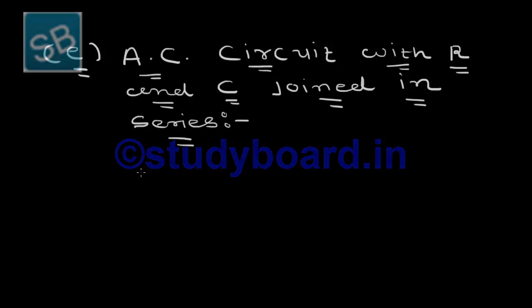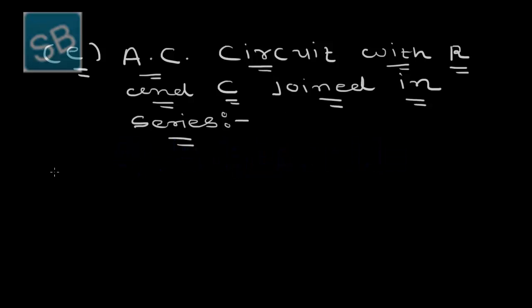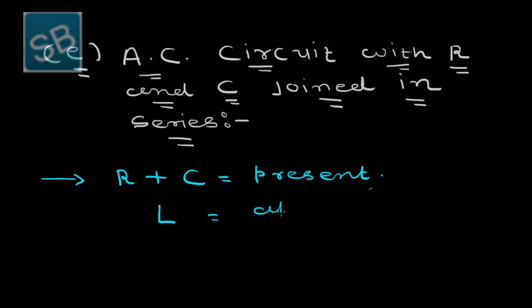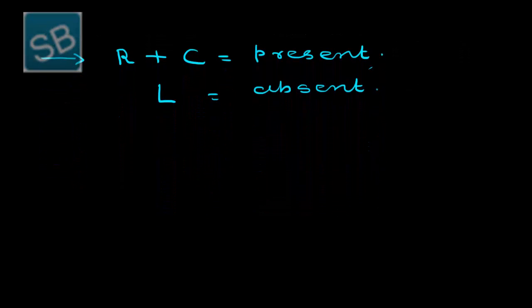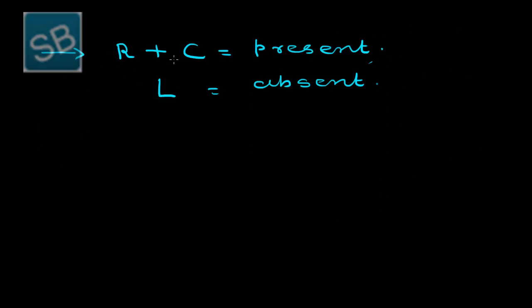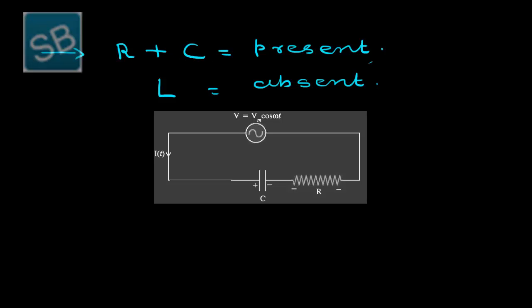Here we are going to study a different case of AC circuit by joining the resistance and capacitor in series. So R plus C is present in this particular case, whereas there is an absence of inductor. And so the value of Z will now depend only on the series connection of resistance and the capacitor. So here you can see the series connection of AC circuit by using the components R and C.